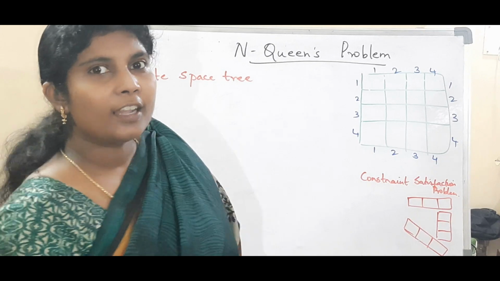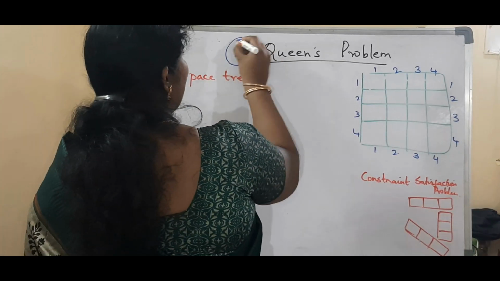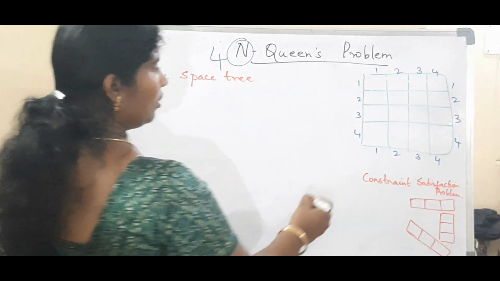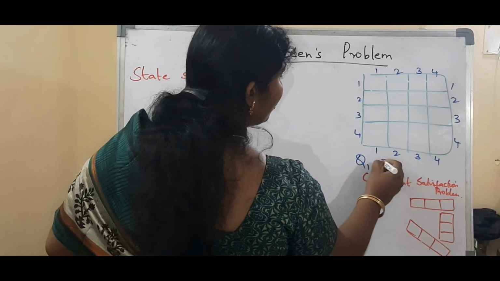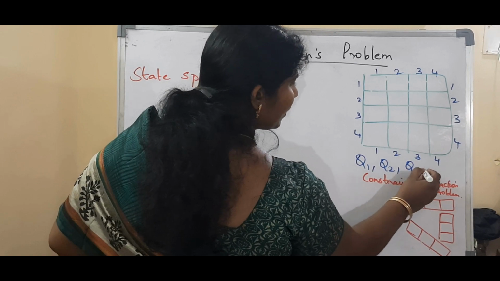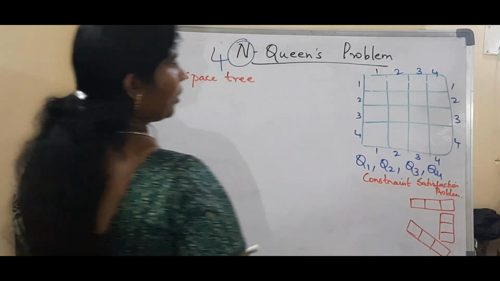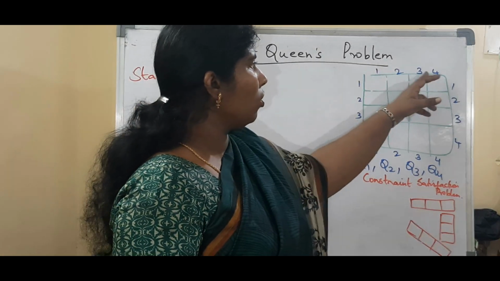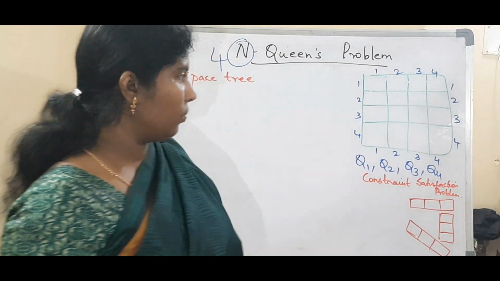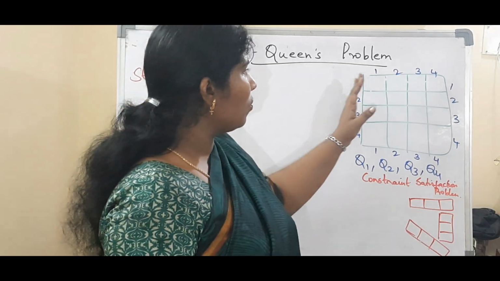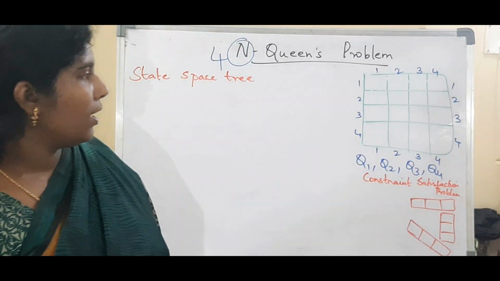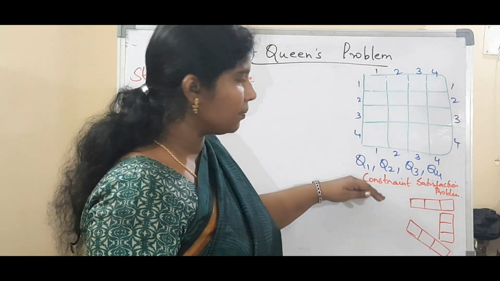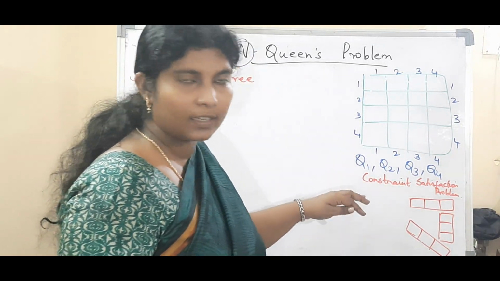Okay, for our convenience, let us take n as 4. So there are 4 queens present, Q1, Q2, Q3 and Q4. These 4 queens are to be placed in 4 columns and 4 rows. So this is a 4 by 4 matrix, and we have a constraint that this problem has to satisfy.